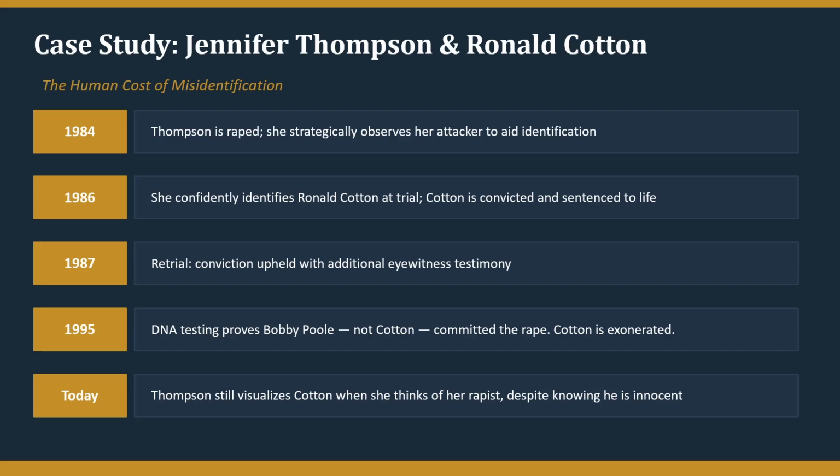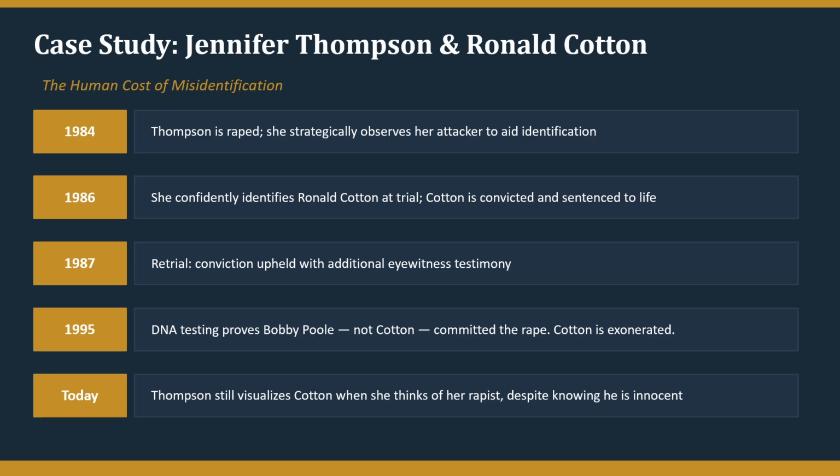Cotton was convicted again, 2 life sentences plus 54 years. In 1995, DNA testing proved that Bobby Poole was Jennifer Thompson's rapist. Ronald Cotton was completely innocent. He had served 11 years in prison for a crime he did not commit. Poole confessed. The governor of North Carolina pardoned Cotton.